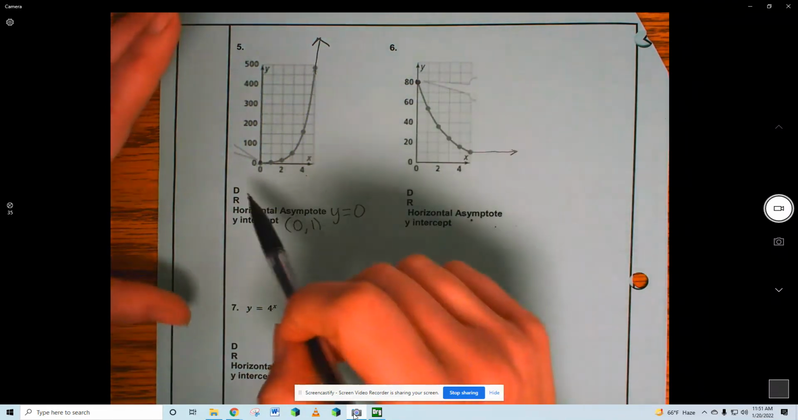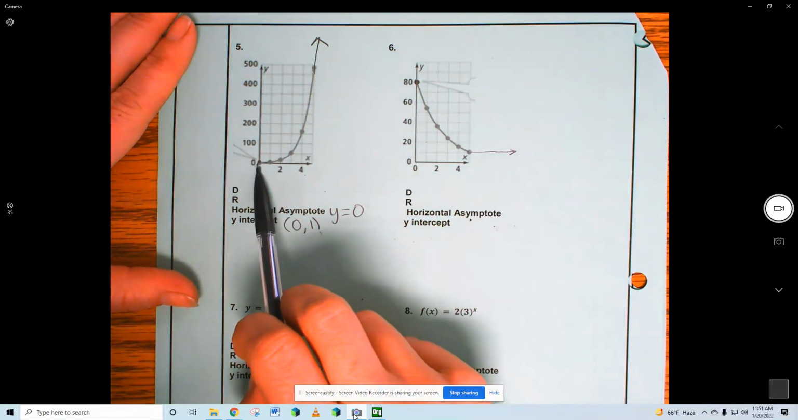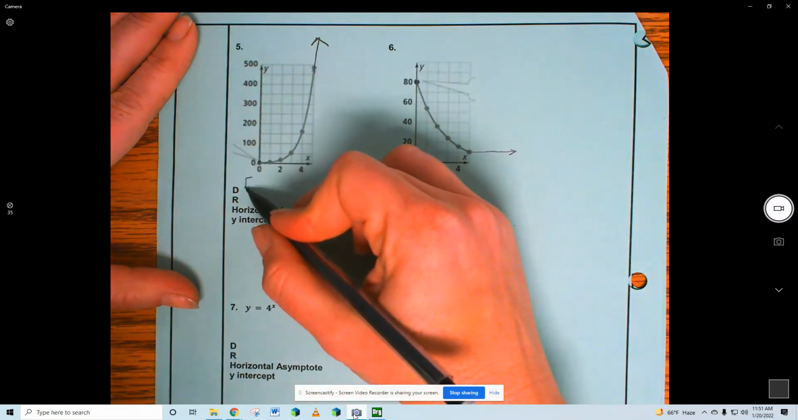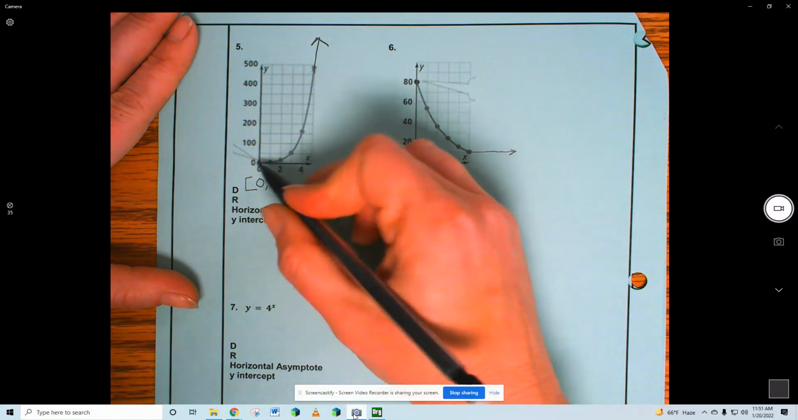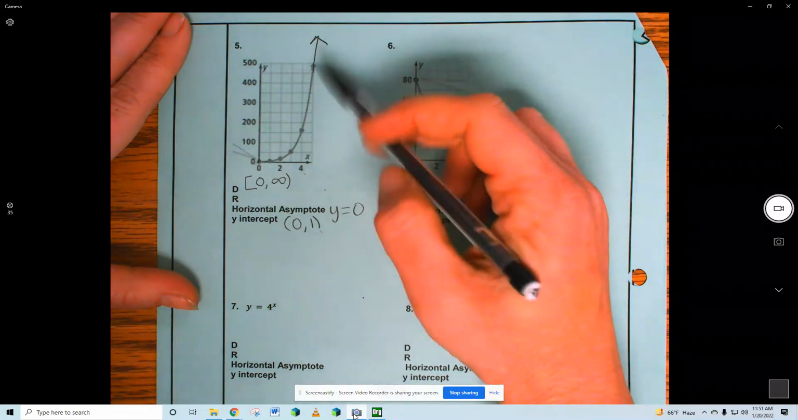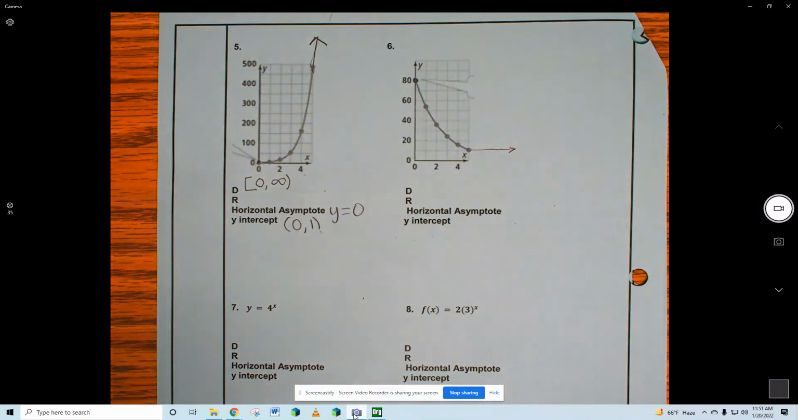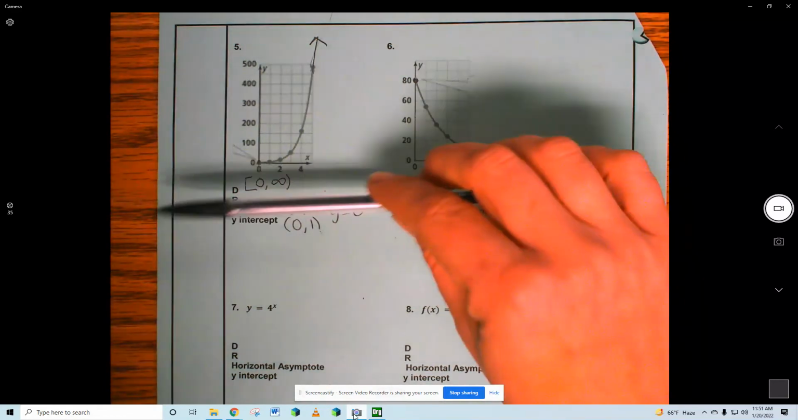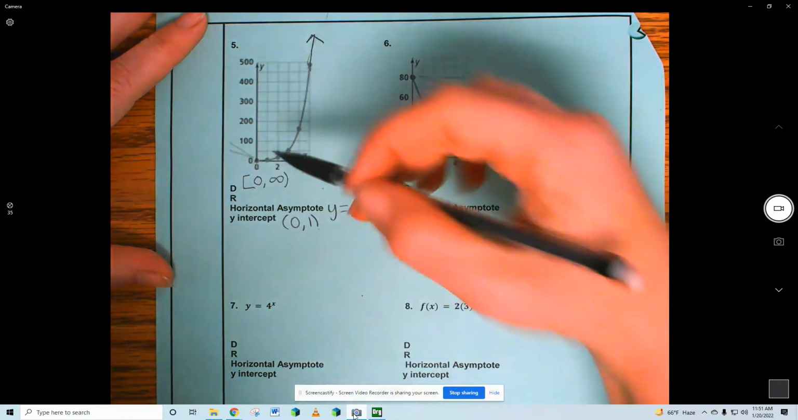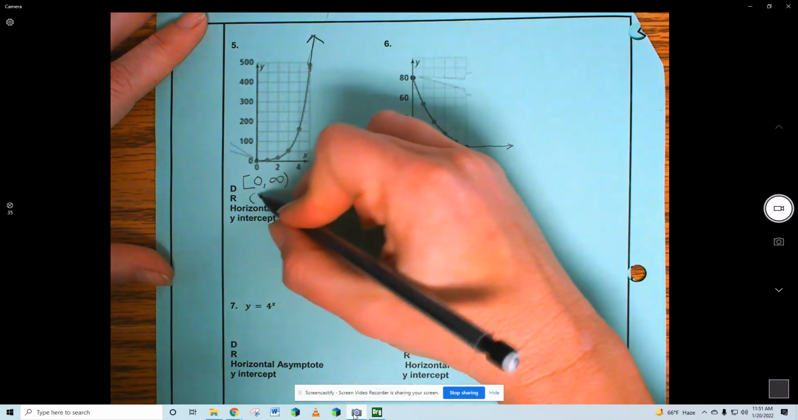Then, let's be careful on our domain. My domain in this graph does not hit the negatives. My domain is a bracket at 0 because it touches 0, and then it goes positive to the right forever. My range is low to high. So, low to high means parentheses 0 to infinity.